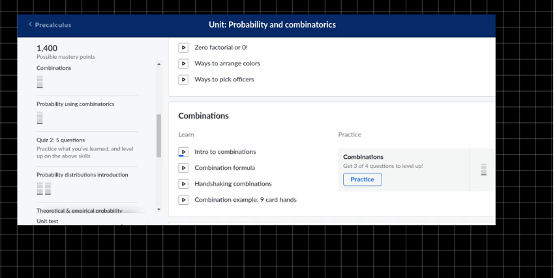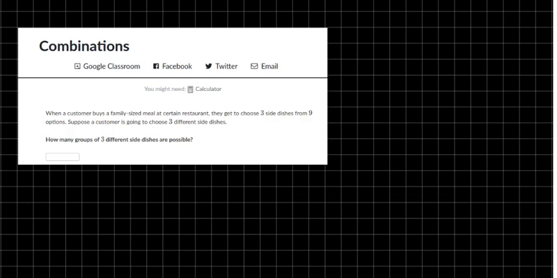Okay, this is our second topic for today. During the binomial theorem, we were working on combinations and calculating combinations. So I'm going to go through the combinations practice with you. And first of all, you'll remember that.